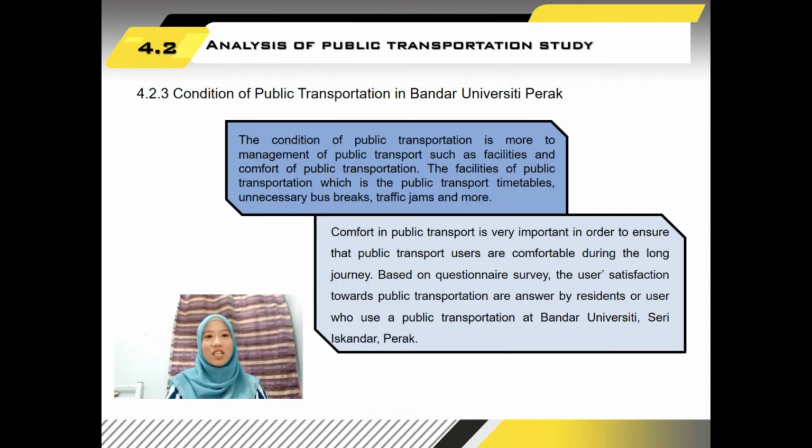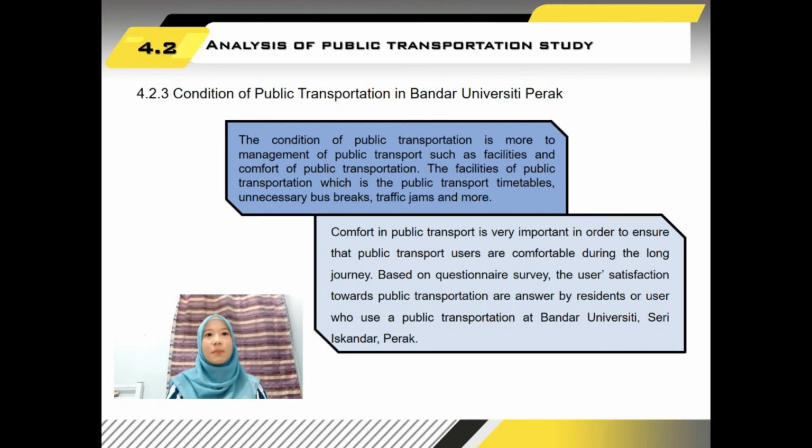Assalamualaikum and my name is Nur Ashiki binti Roslan. The condition of public transportation in Bandar University Seri Iskandar Perak is more about the management of public transportation, such as facilities and comfort of public transportation. The facilities of public transportation include the public transport timetable, unnecessary bus breaks, traffic jams, and more. The comfort in public transport is very important to ensure that public transport users are comfortable during a long journey.